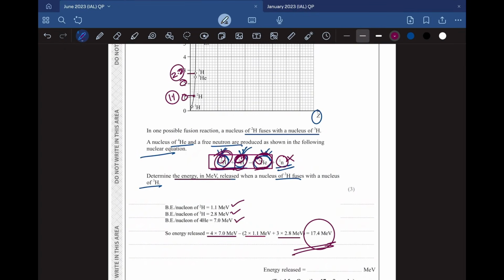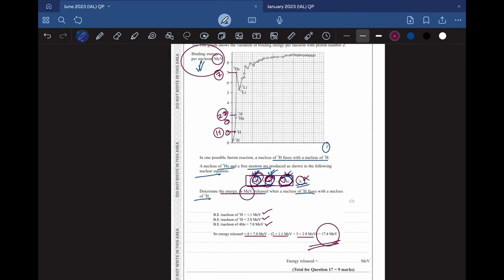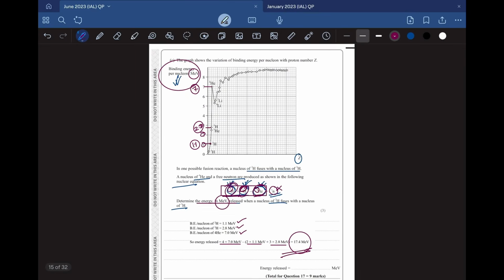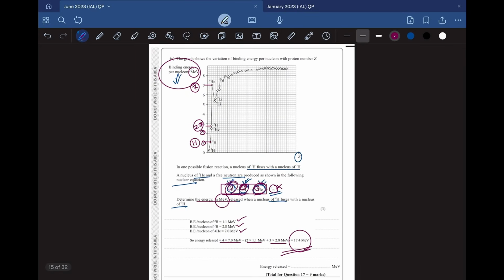This is the energy that was released, and they have asked for our answer to be in mega electron volts. So that's how we have done this question, and these types of questions are very common in recent years, so make sure you're understanding this. In most of the questions, the binding energy per nucleon will be given. You will just have to figure out the answer by using this.